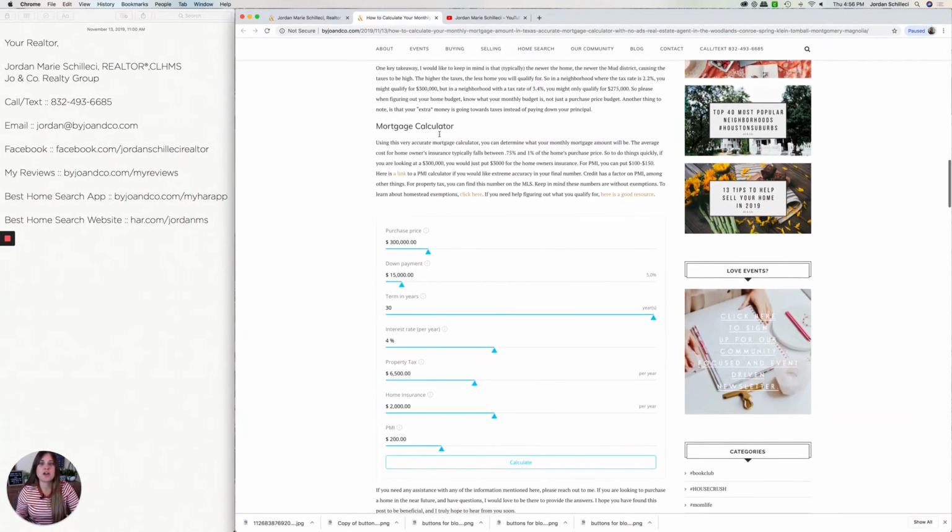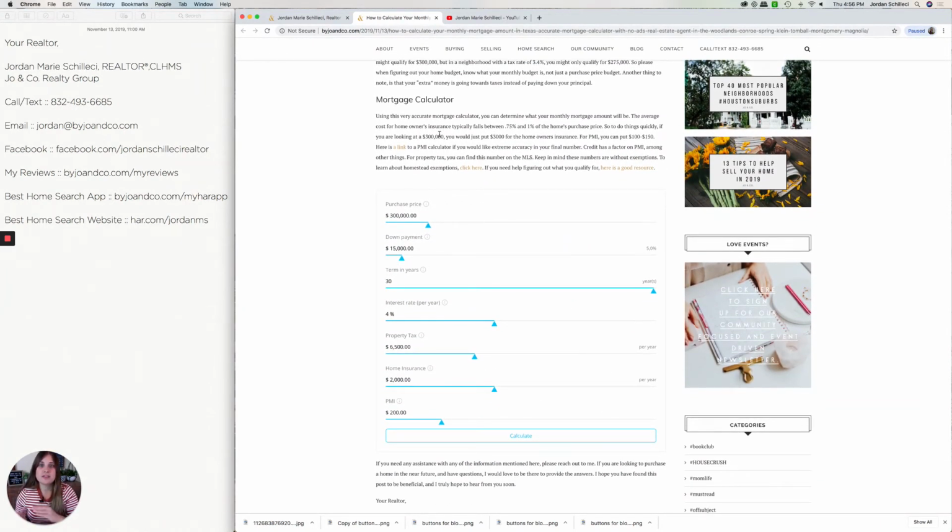So here's a mortgage calculator. Using this very accurate mortgage calculator, you can determine what your monthly mortgage amount will be. The average cost for homeowners insurance typically falls between 0.75% and 1% of the purchase price. Now, if you are kind of cheap, you can go down closer to 0.5%. So to do things quickly, if you're looking at a $300,000 house, you would just say, oh, 1% of that is $3,000. So that could be a number you use in the calculator.